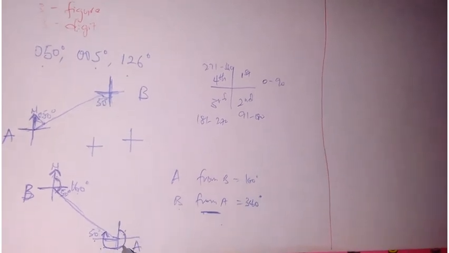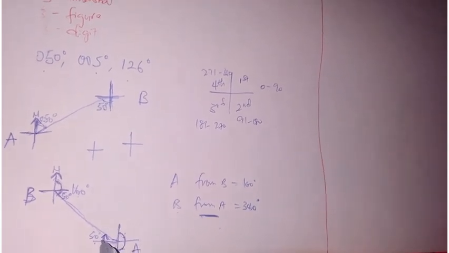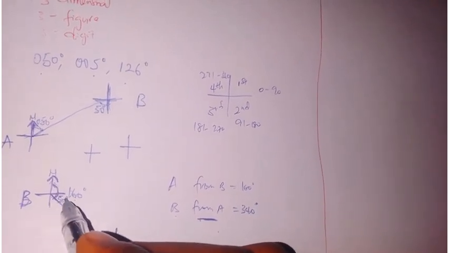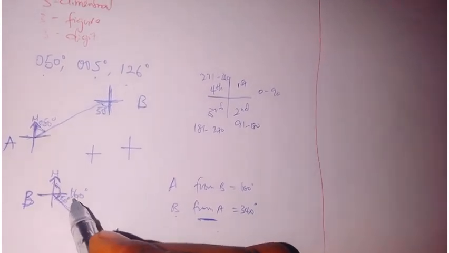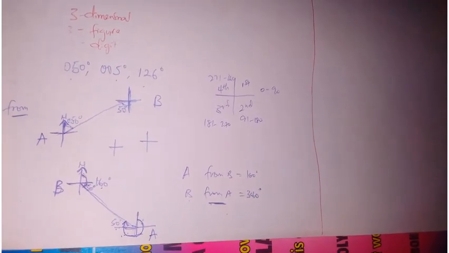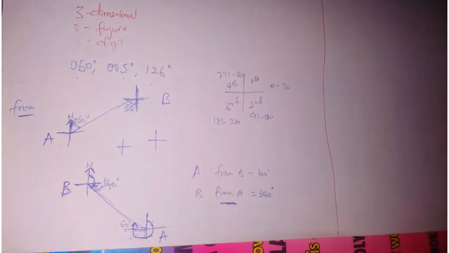So 90 plus 90 plus 90 plus 50 degrees. How do I get this 50 degrees? By subtracting 90 from 160 to get this really small side. And that's how to solve questions under bearing and distance.